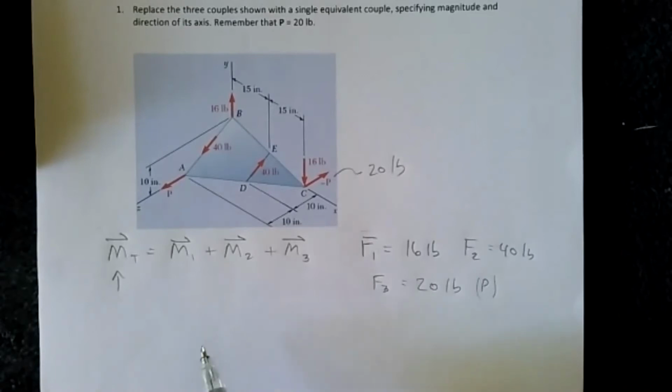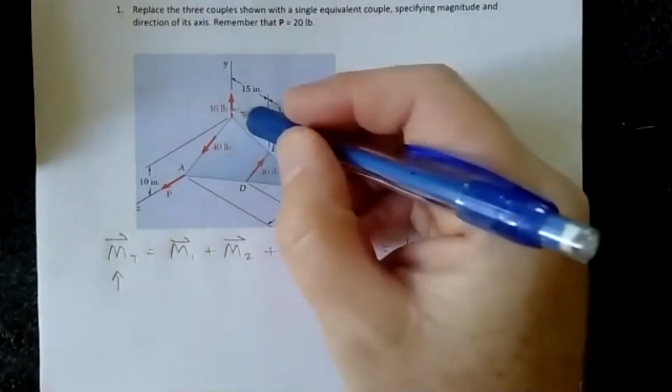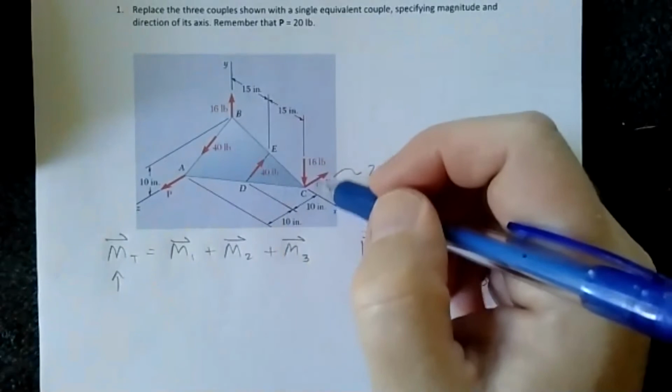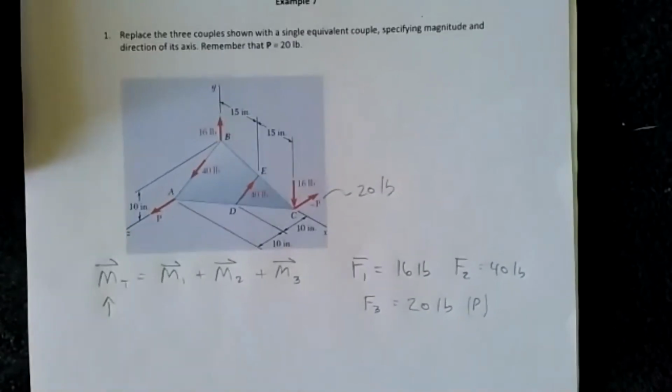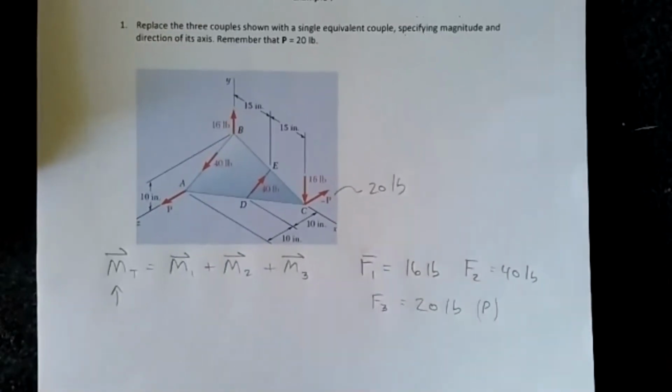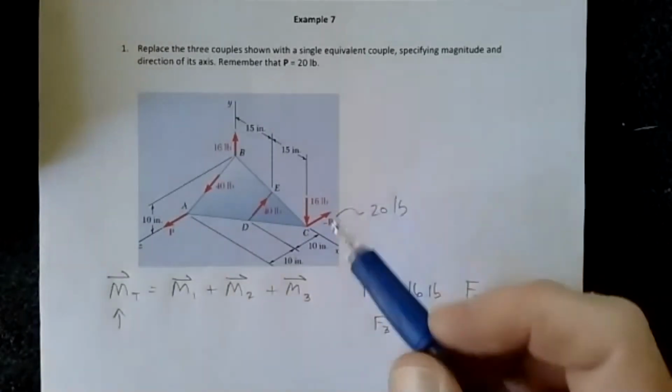So we defined F1 as the 16 pounds. Notice the 16 pounds is going up and down. Now this is a point that some of you may already realize, but it tends to be a point that students have struggled with in the past. So I'm going to take a few seconds to explain.